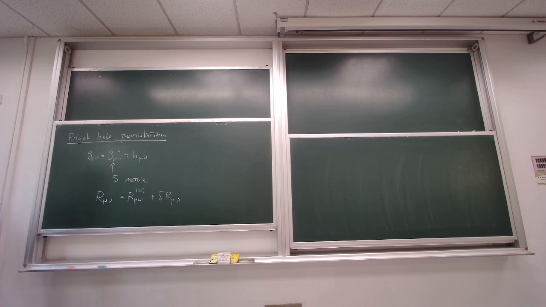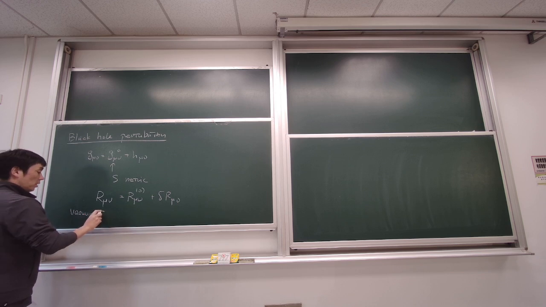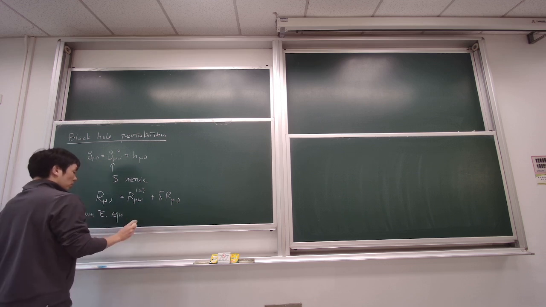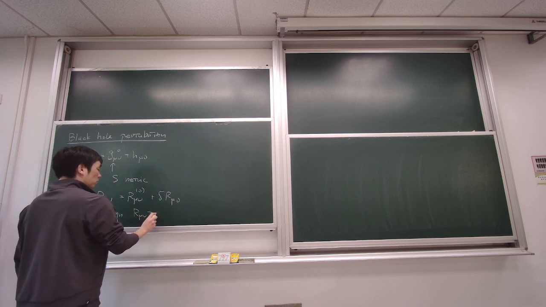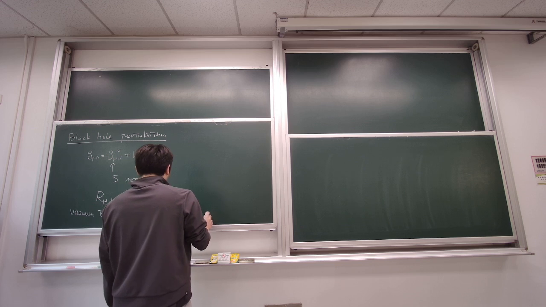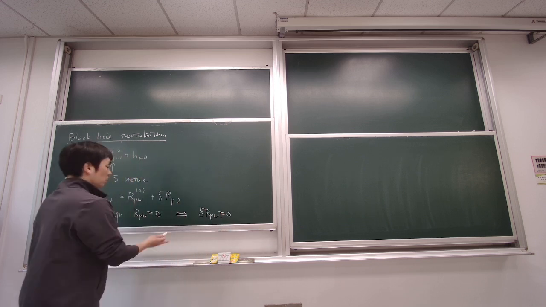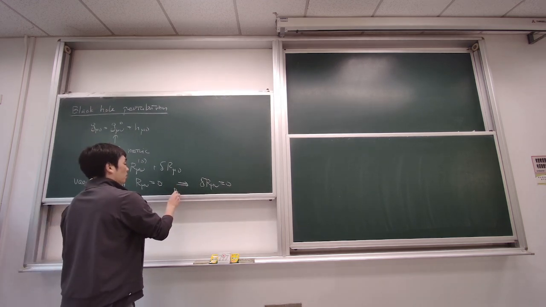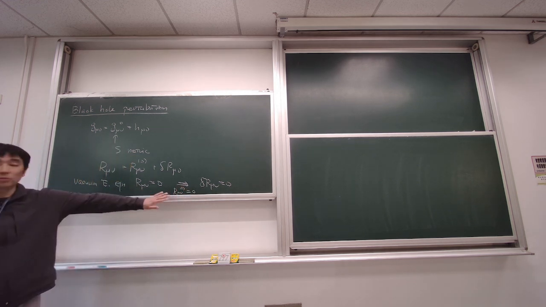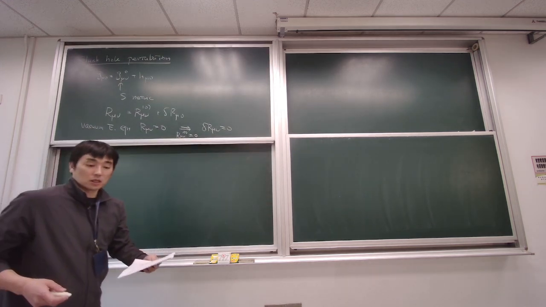And then, we just want to solve the vacuum Einstein equation, R mu nu equal to 0. This means that delta R mu nu should be 0, since R mu nu zero should be 0. So the Schwarzschild metric will satisfy this condition. Okay, so that's the case.